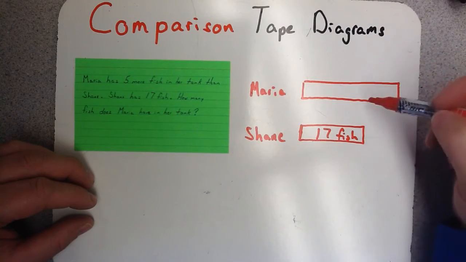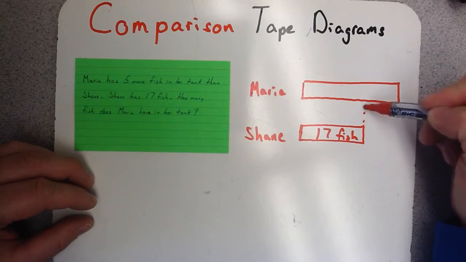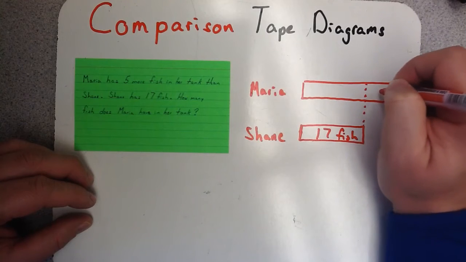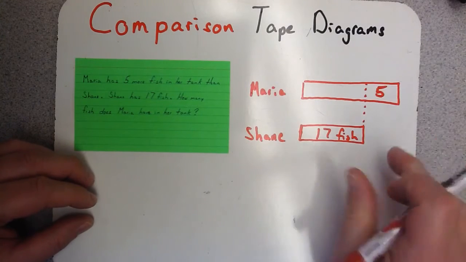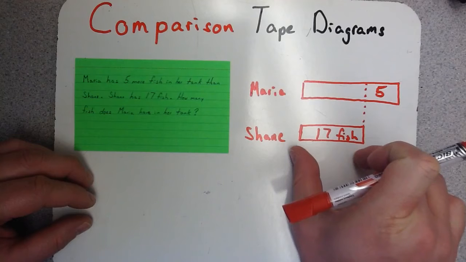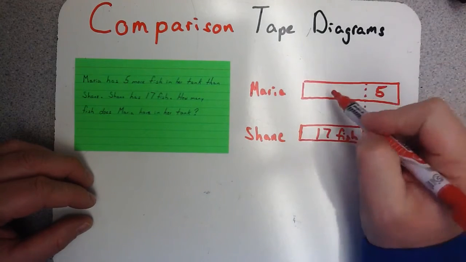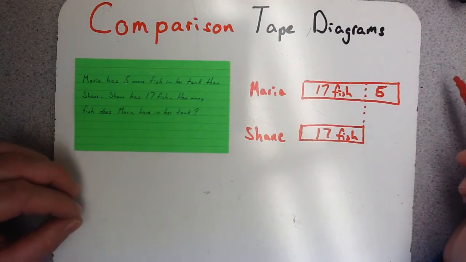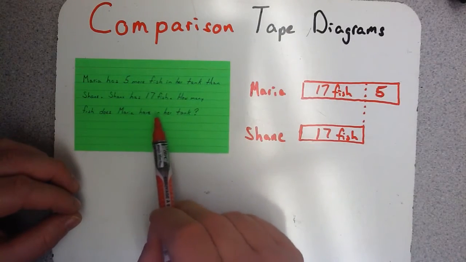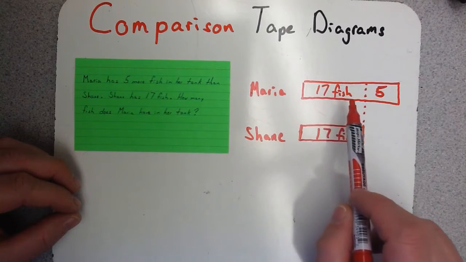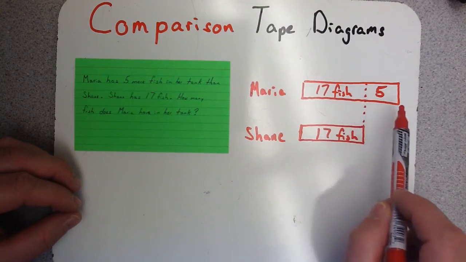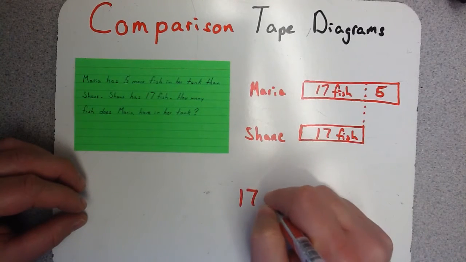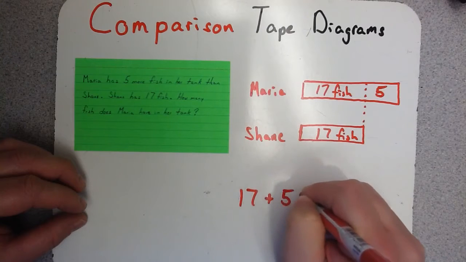Okay, and we know this right here is 5 more. So she had 5 more. So that's 5. Well, this piece of tape, if this length is 17, that tells me that this length is 17. Okay. So, how many fish does Maria have in her tank? Well, if you look, I know this tape right here is 17 fish and 5 fish. So to find Maria, I need 17 plus 5.